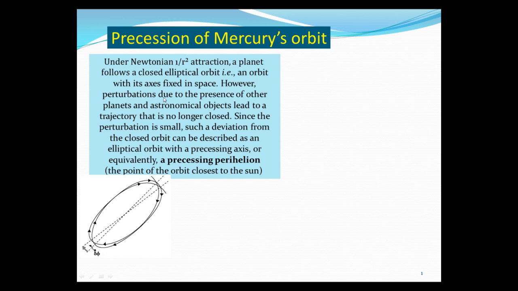However, perturbation due to the presence of other planets or astronomical objects leads to a trajectory that is no longer closed. Since the perturbation is small, such a deviation will go like this. It doesn't come back to the same perihelion position, and is described as an elliptic orbit with precession of the axis, or equivalently precession of the perihelion. That's why this problem is called precession of the perihelion of Mercury.